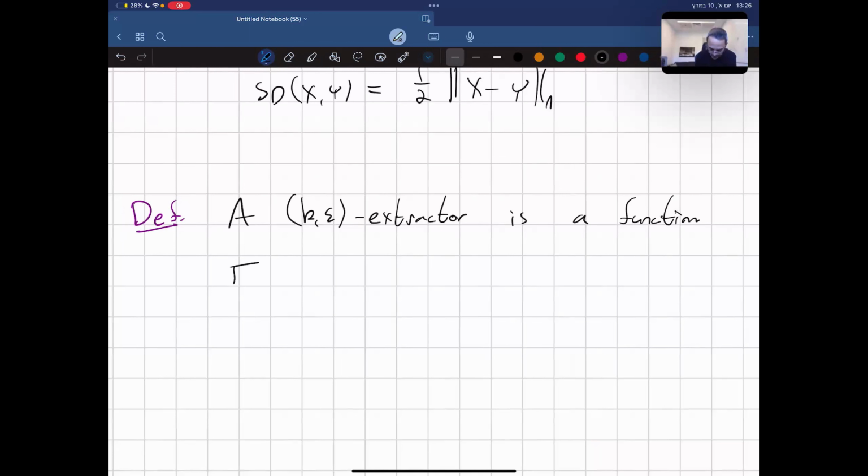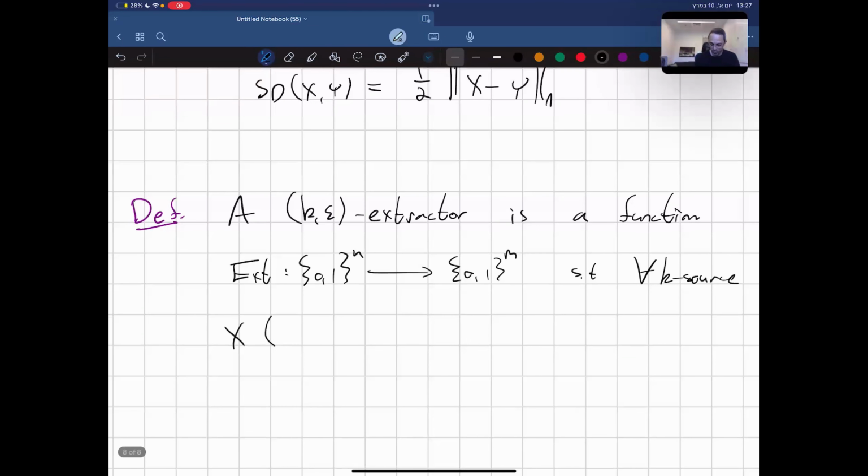Ext from {0,1}^n to {0,1}^m with the following property: such that for every k-source X, and by k-source I mean a source that has min-entropy at least k. That's part of the definition, really.